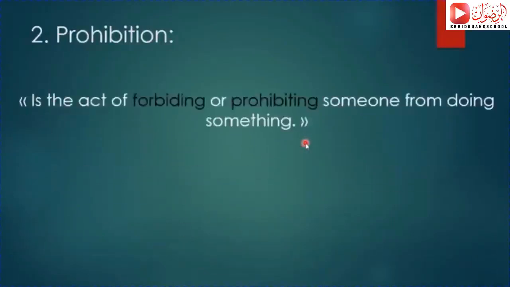Now we move to the second part of the lesson. We have seen the obligation by using the modal verb must. Now we move to the prohibition. What does prohibition mean? The prohibition is the act of forbidding or prohibiting someone from doing something.